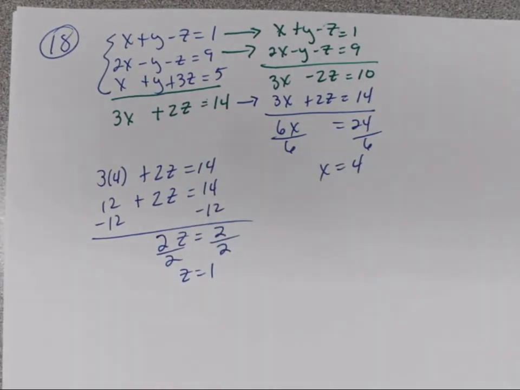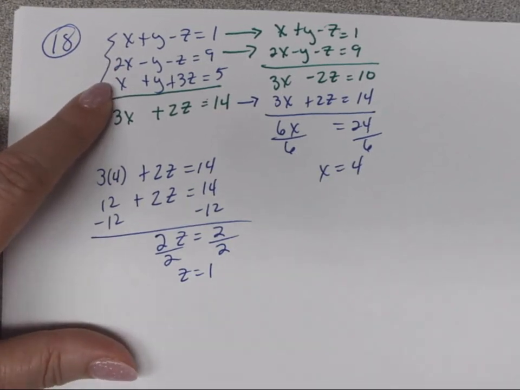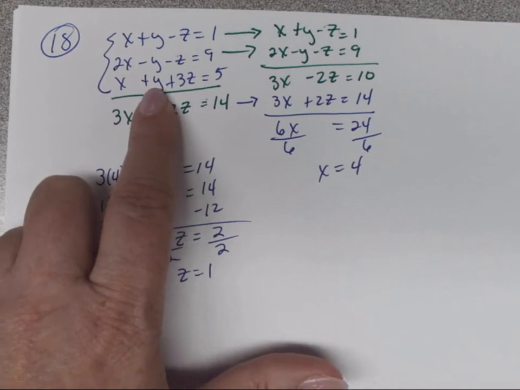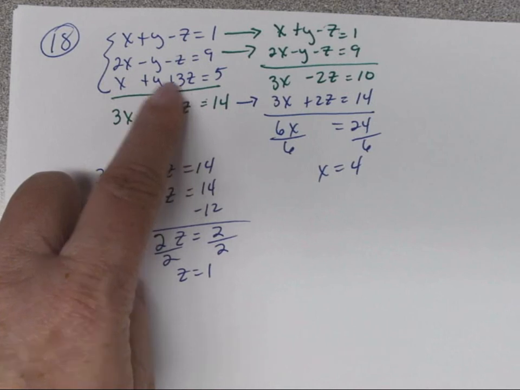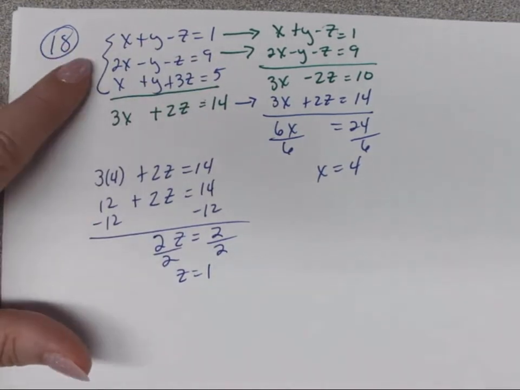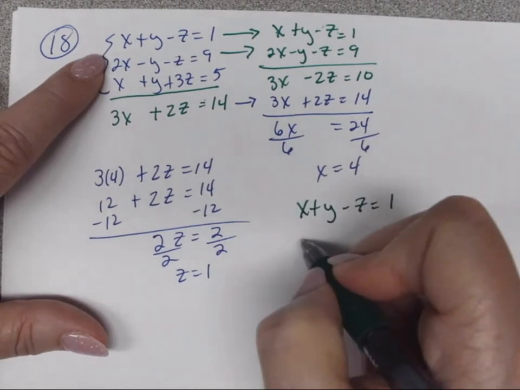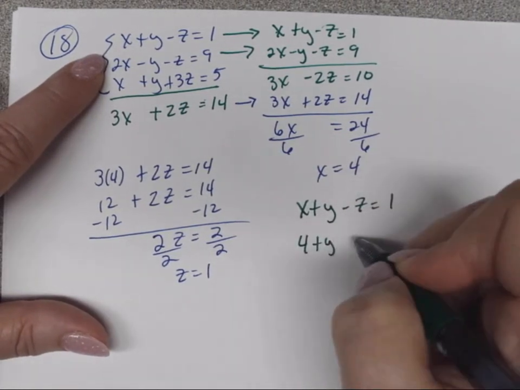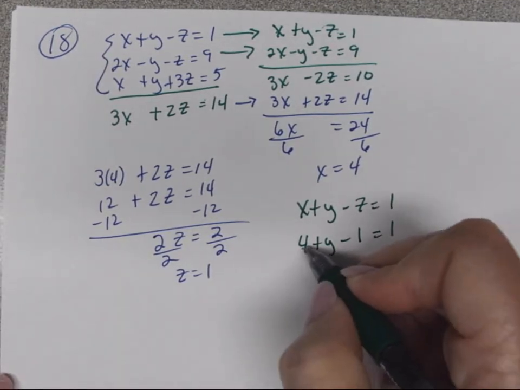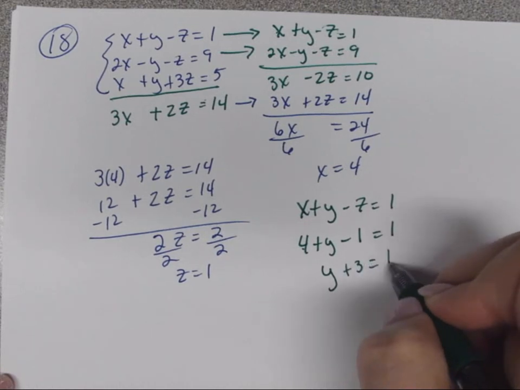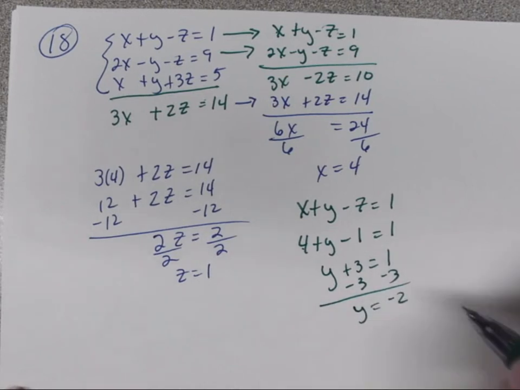Now that I have z, I can use any of my equations up here to solve for y. When I look at them, I want a positive y, so I don't have to divide by negative 1. Looks like this first one's probably the easiest one. I don't have to multiply by 3. So x plus y minus z equals 1. So x is 4 plus y minus z equals 1. So 4 minus 1 would still leave us with 3 plus y equals 1. Subtract the 3 over, and y is equal to negative 2.